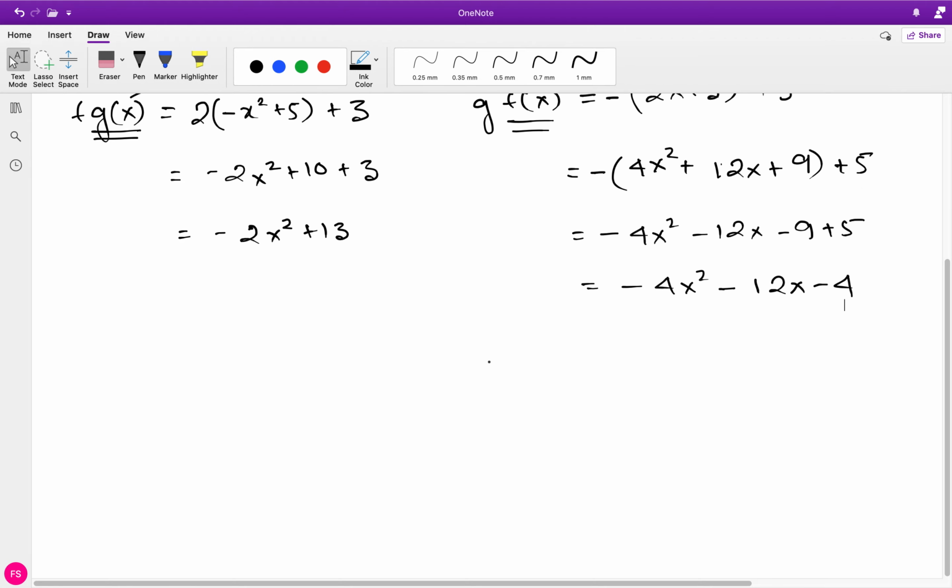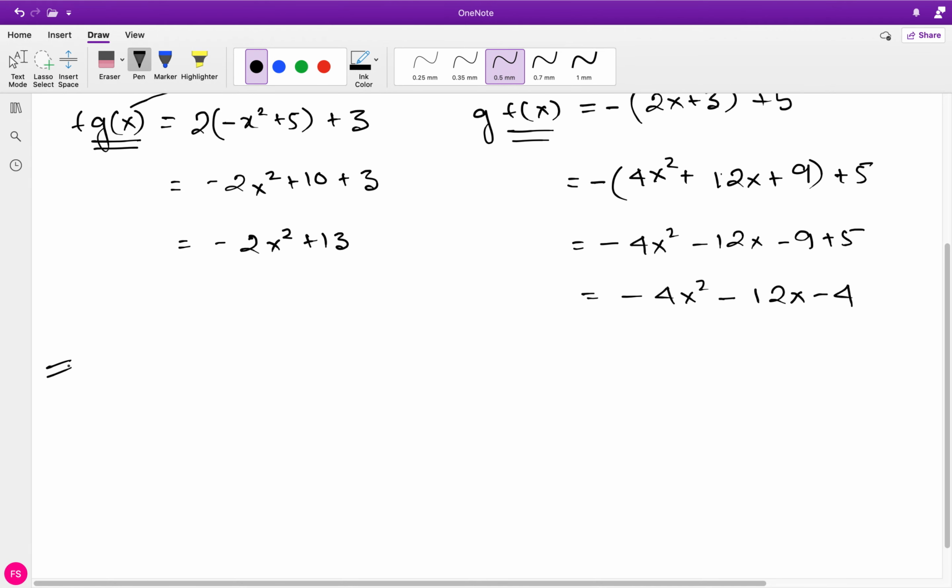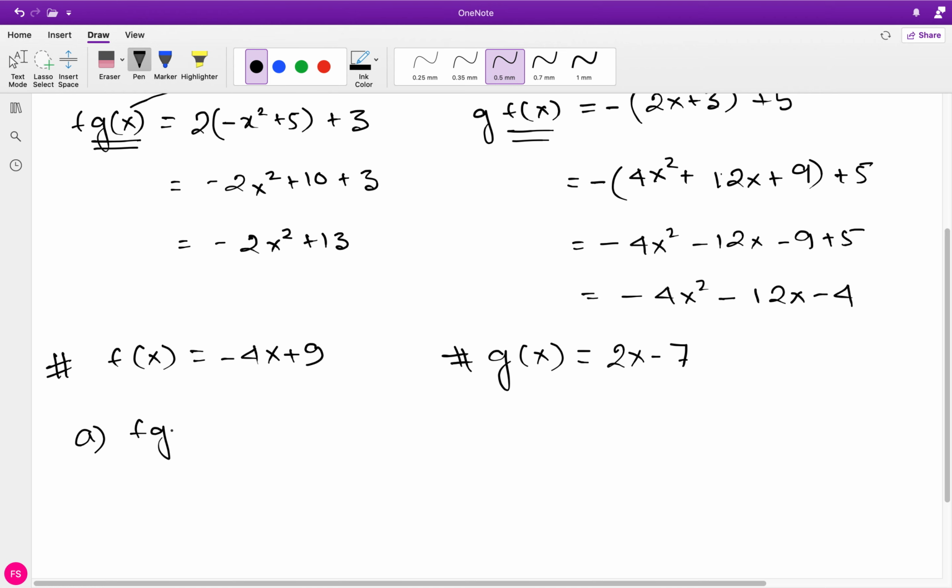Let me show you another example. Let's say I have f of x equals negative 4x plus 9 this time, and my g of x, it doesn't matter what letter you use, it could be anything, equals 2x minus 7. If I want to find out f of g of x, I'm going to take this thing and substitute it into this for x. So I'm going to write negative 4, and inside the bracket, I'm going to write 2x minus 7, and I have 9 outside.